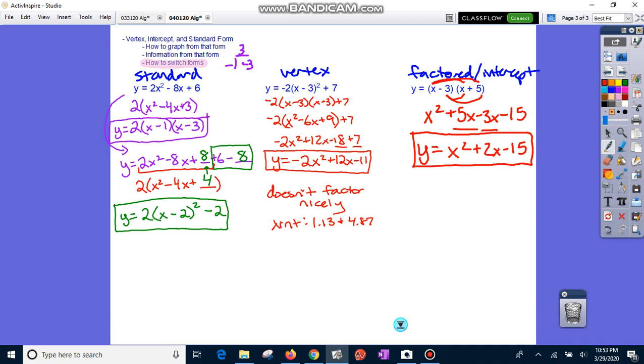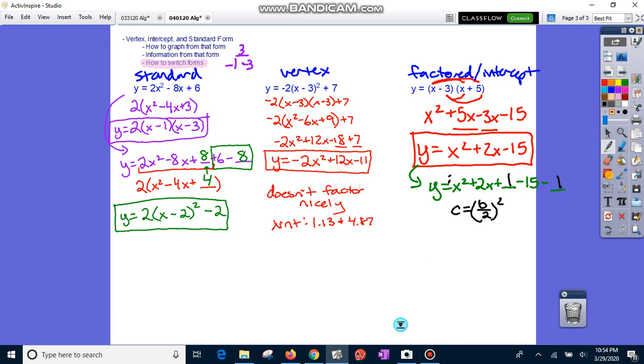If I want to go to vertex form, I need to complete the square. So in this case, I'm going to complete the square from this step here. I'm not going all the way back to the beginning. So I'm going to do y equals x squared plus 2x, plus blank, minus 15. I've got to complete the square here, so I have to subtract that amount as well from both sides. Okay, how do I find this amount? I take my b value. Remember, c is equal to (b divided by 2) squared. So 2 divided by 2 is 1, 1 squared is 1. So my c value is 1 here.